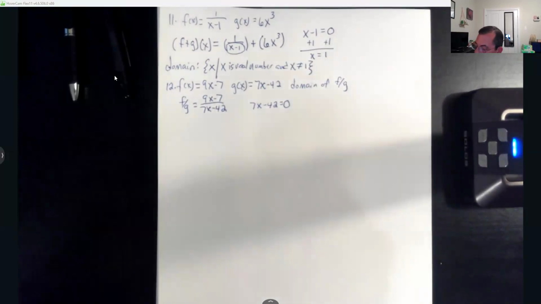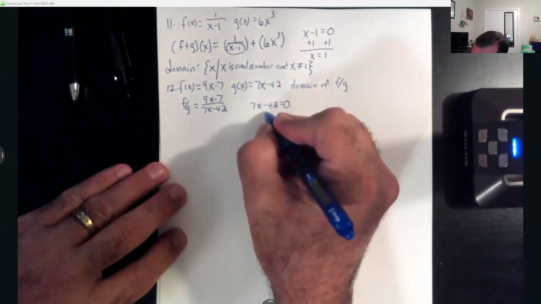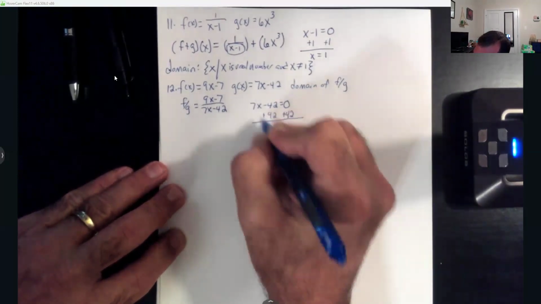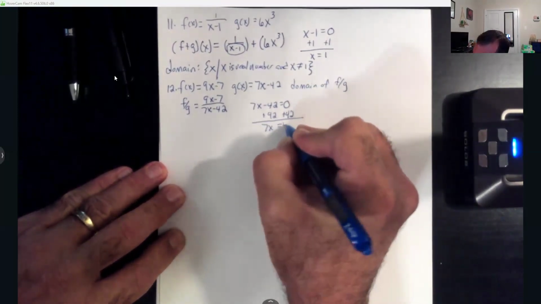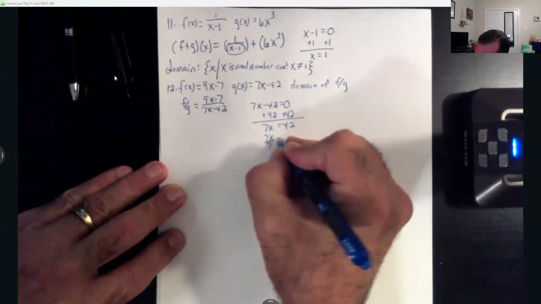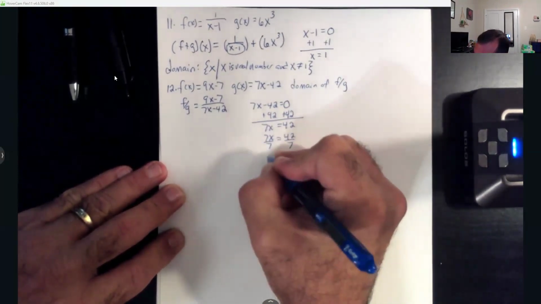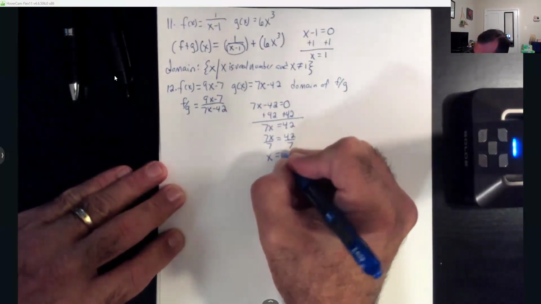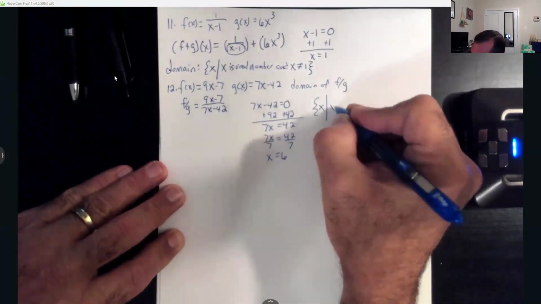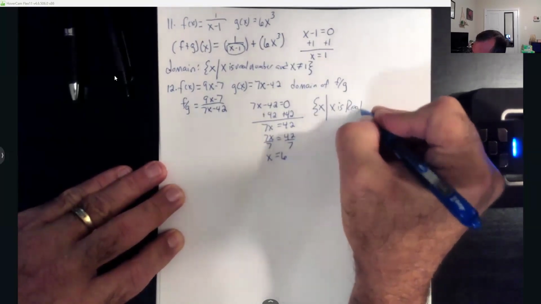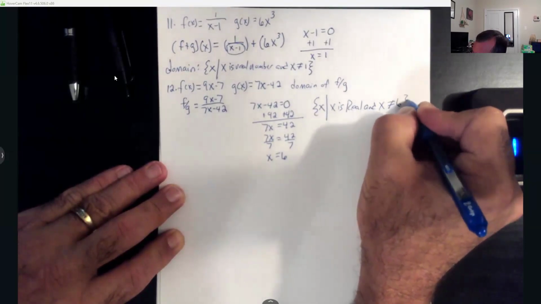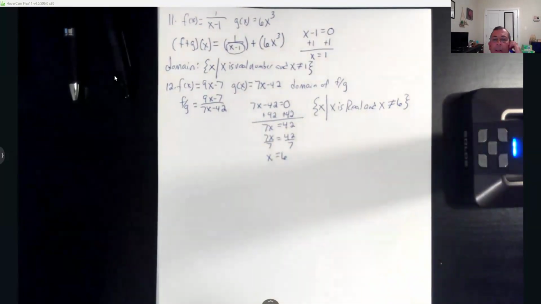So that looks good, because what we would do is add our 42, and I get my 7x equals 42, and then divide by 7. So that I get my 1x is 6. So remember in the domain, x such that x is a real number, and x cannot equal a positive 6.